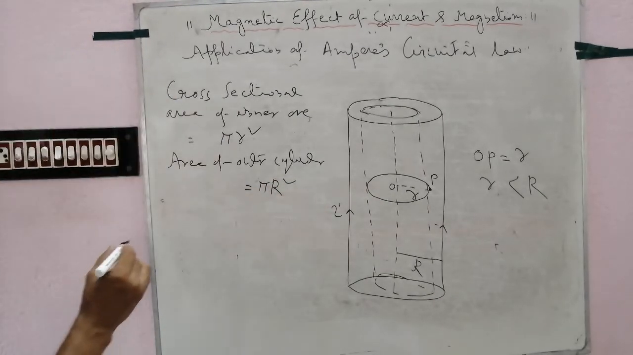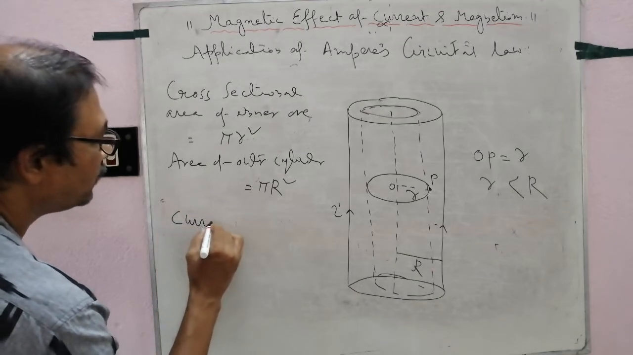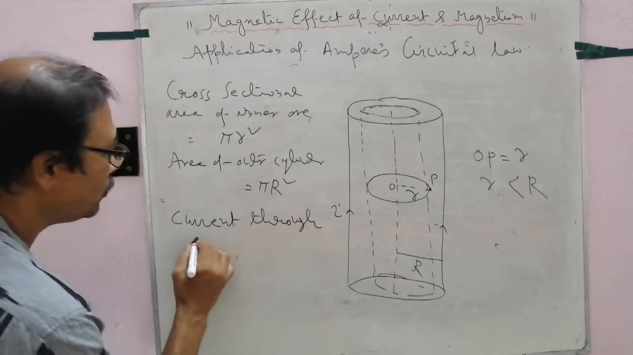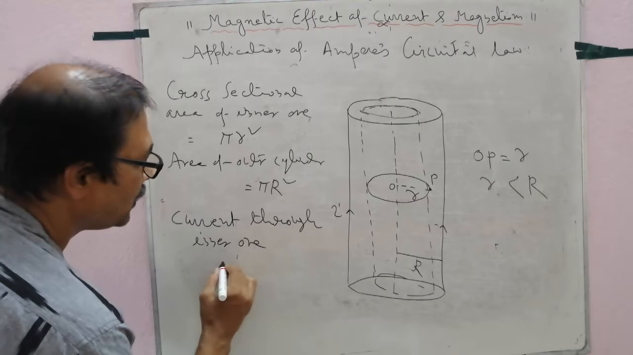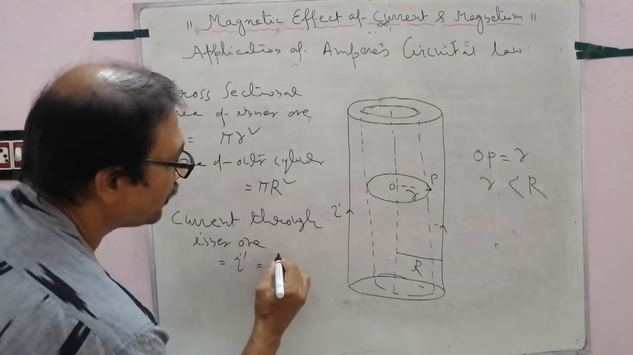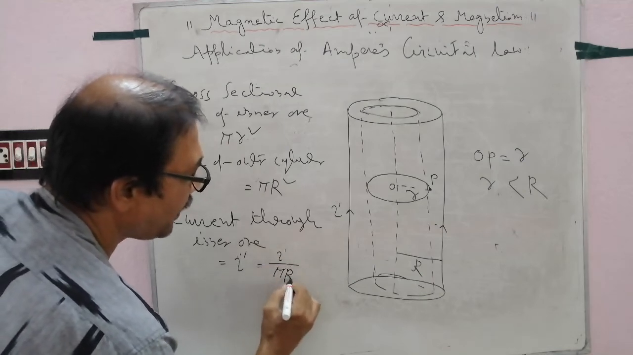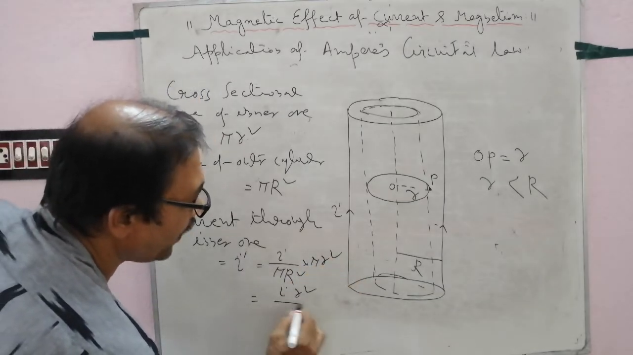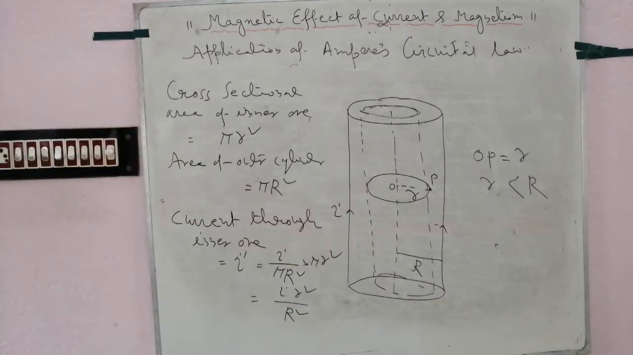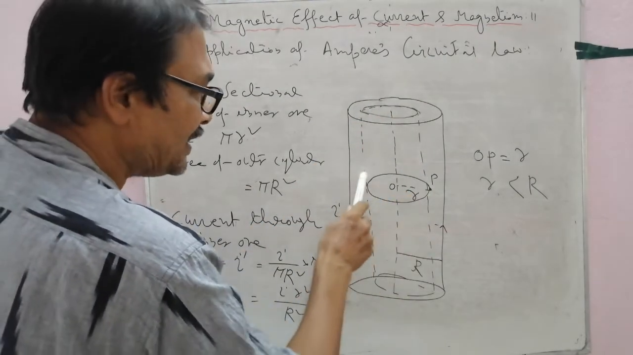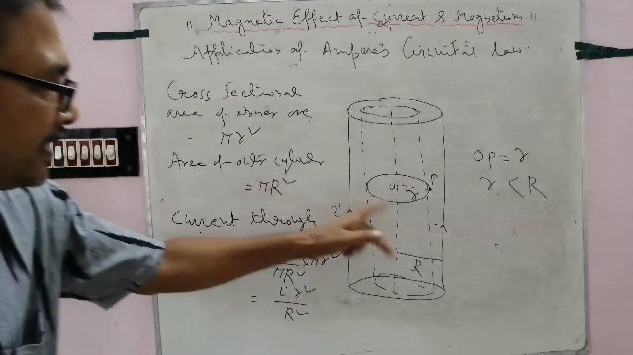So the current through the inner cylinder, suppose I dash, equals I by pi capital R square into pi small r square. Clear? That is I r square by capital R square. Follow? Uniform cross section. So the current through the inner one is I dash. So this is the closed loop to apply Ampere's circuital law.